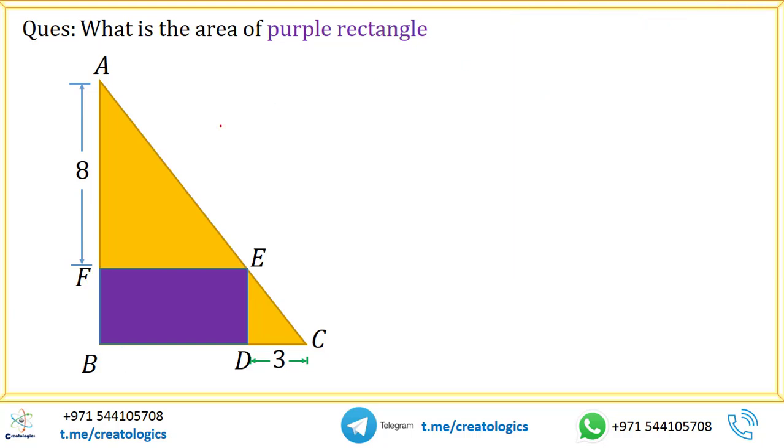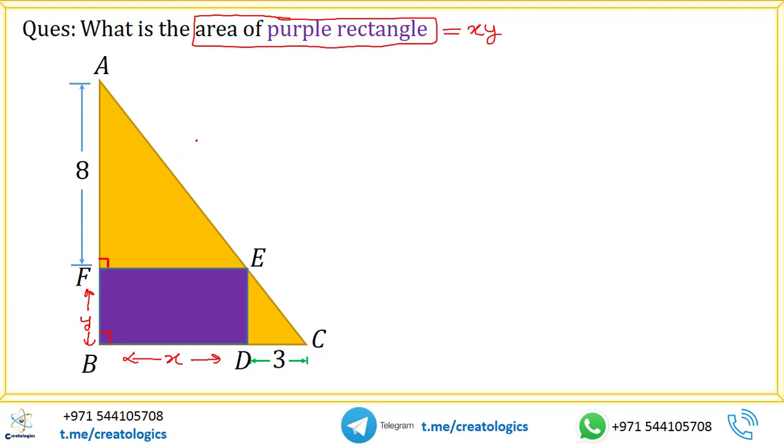Okay, so here is the solution. As I said, let's consider BD length as x units and BF length as y units. The area of the purple rectangle, or the final answer, is equal to x times y. Now if you watch carefully, this triangle ABC is a right angle triangle. Here this angle is 90 degrees, so this angle is also 90 degrees.